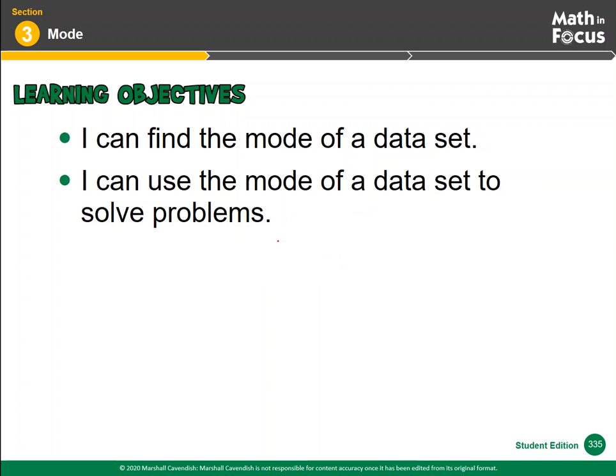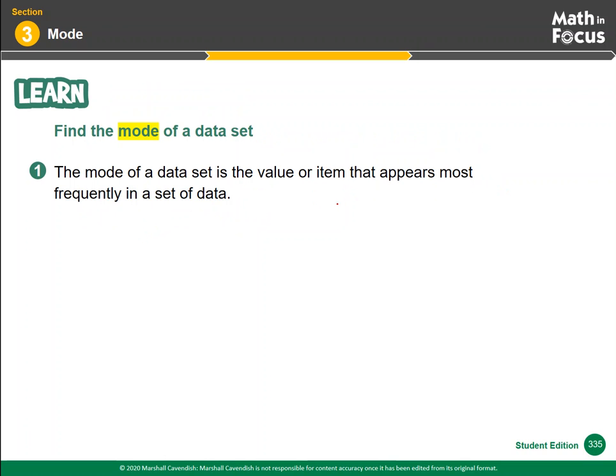Okay? All right, that's it for mean. Let's go ahead and discard this and go to the mode. So to find the mode of a data set, that's one of our objectives, and then I can use the mode of a data set to solve problems. The mode of a data set is the value or item that appears most frequently in a set of data. It is the third measure of central tendency. Remember, with a measure of central tendency, we are trying to find one number to represent the data set.